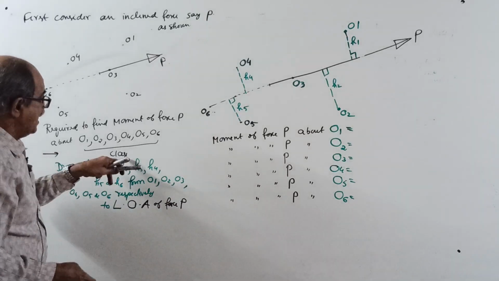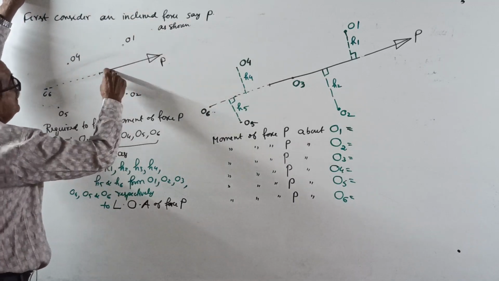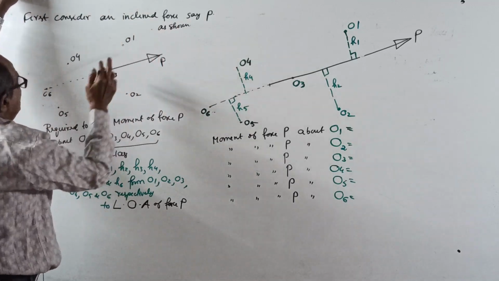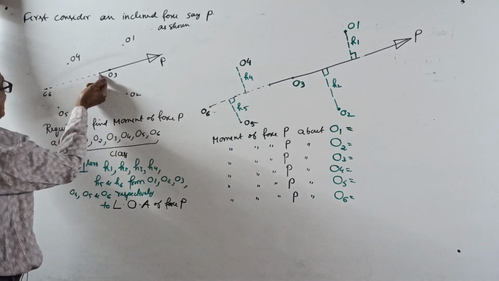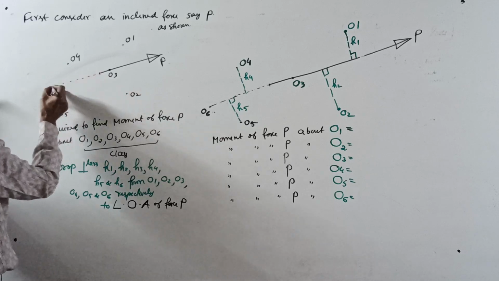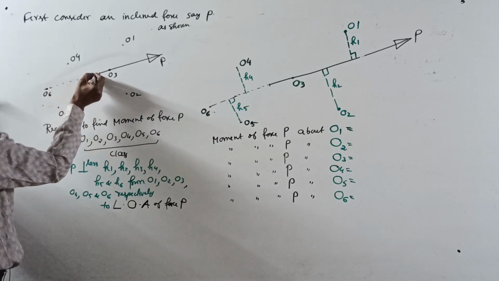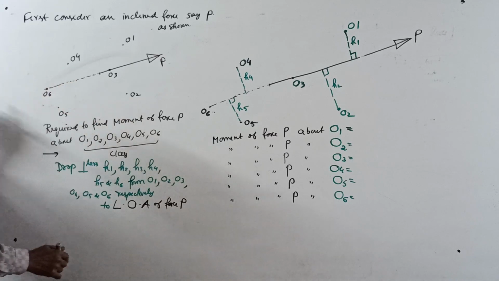Start. O1, O2, O3, they are on this side. See, O4 is on the left side where the force is not marked. O5 here. O6, you should make a note, is the point which lies in the line if you extend the force backwards. You should write that one.